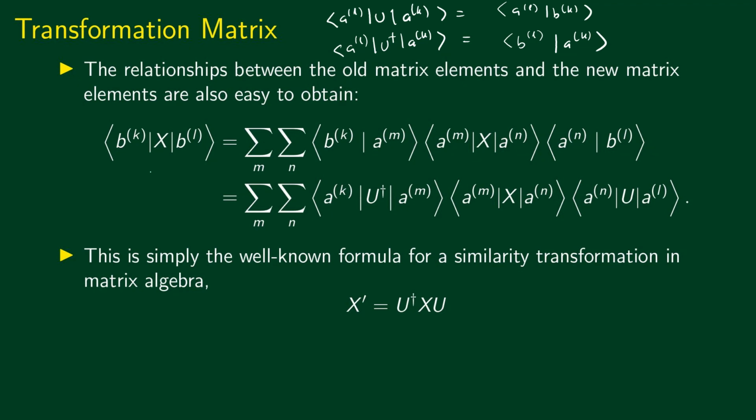In order to do this, this is quite easy if you know where to multiply with 1, right? You insert an identity operator here, you insert an identity operator here also. Now we insert the identity operator in terms of the completeness relation for the old set. Okay, completeness relation for the old basis.